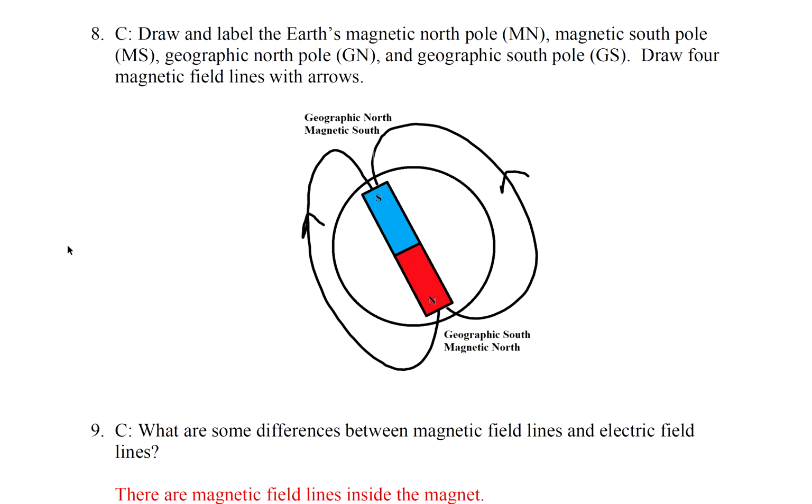So as you can see, the magnetic north is on the South Pole, the geographic south. And the magnetic south is in the geographic north. And I only drew 2 magnetic field lines with arrows. Should have drawn 4.